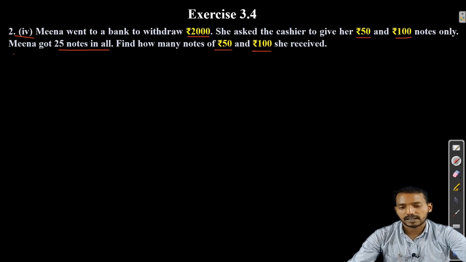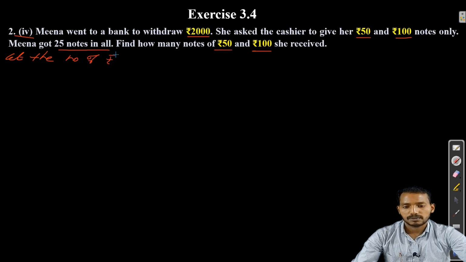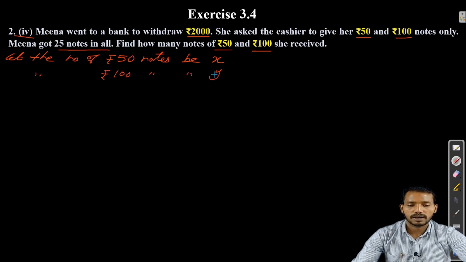So let's set up the variables in terms of the number of 50 rupee notes and 100 rupee notes. Let the number of 50 rupee notes be x and the number of 100 rupee notes be y.